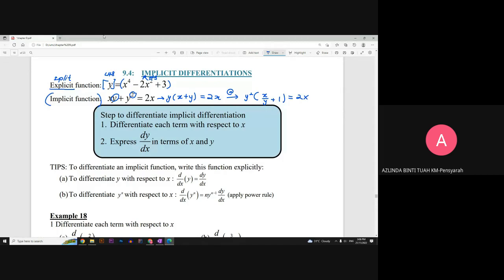Okay. So what are the steps to do implicit differentiation? Basic concept, the first one is you have to differentiate each term with respect to x. Okay, so the instruction for each of the terms in the equation is d per dx. D on the top is representing differentiate. It is an instruction, differentiate. Okay, with respect to x.